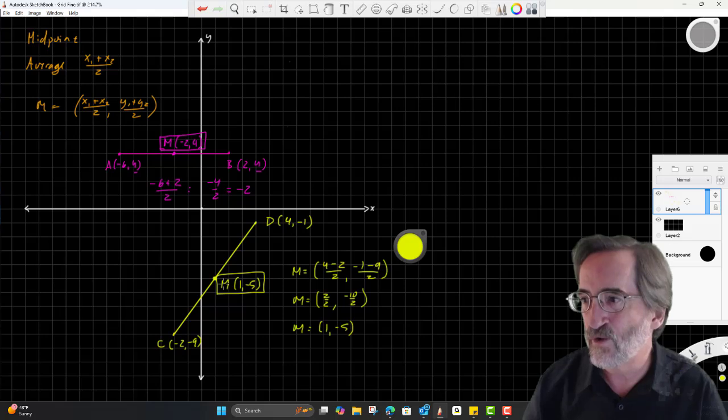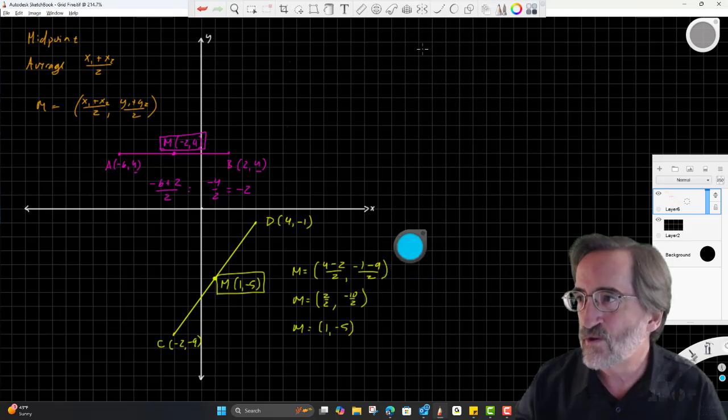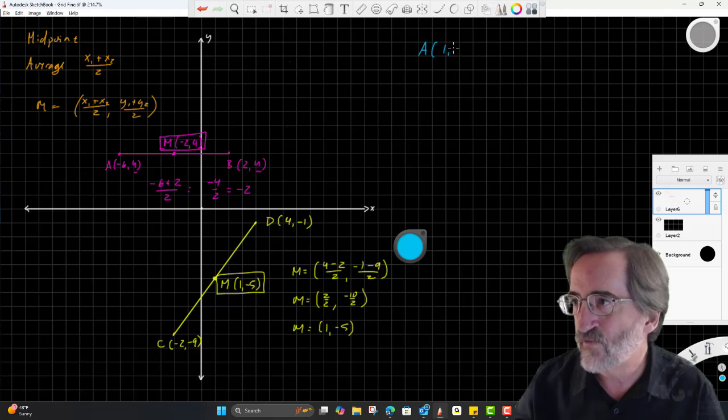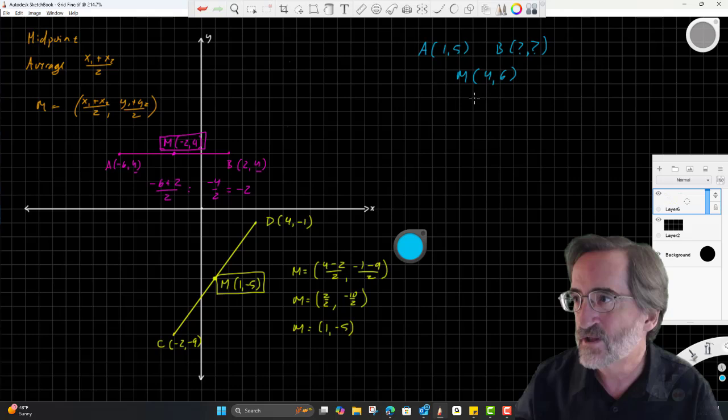One case in point, and I'm not sure the lesson really brought this out, but I know the state standards do, is what if you were given AB, where A is 1, 5, but B is unknown, and you're told the midpoint is, let's say, 4, 6. Okay.